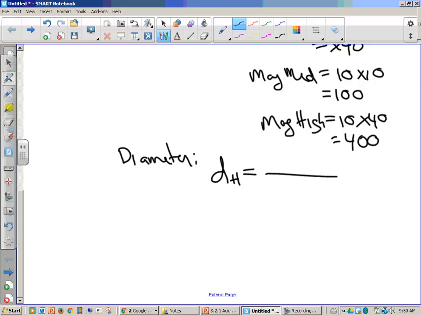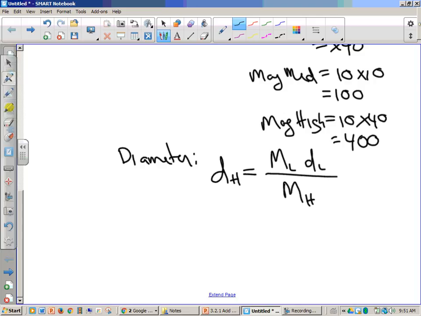Well, DH is what I'm looking for. So what's got to go on the top on the other side? ML, the magnification under low. What else goes with it? DL, the diameter under low. And what goes on the bottom? MH, the magnification under high. All right? Magnification under high.